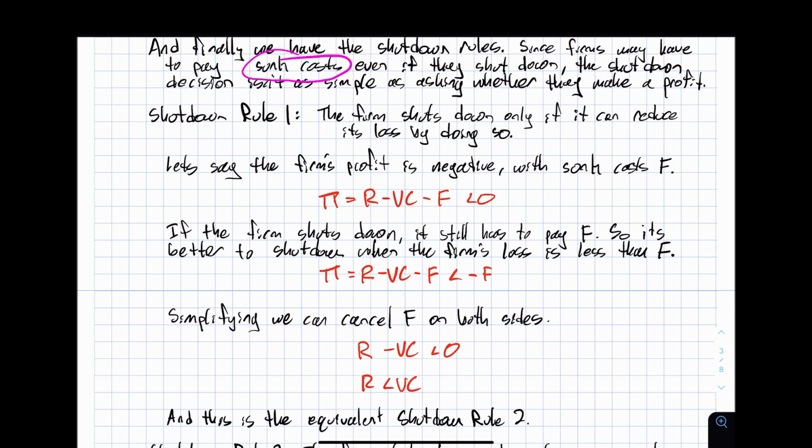the first shutdown rule is that the firm shuts down only if it can reduce its loss by doing so. If the firm is making a profit, they should continue to operate. But if they're making a loss, we have to consider whether shutting down reduces their loss or not.